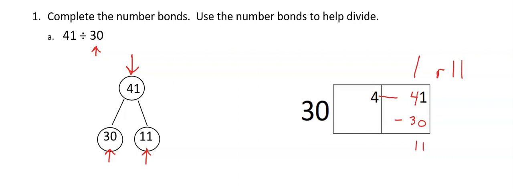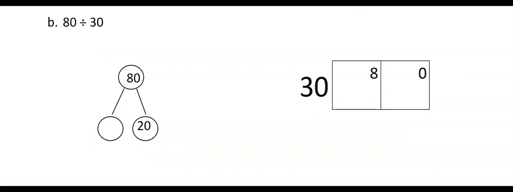So you can see how that relates back to the number bond. The first circle showed me how many groups of 30 I could take out of 41. The second circle ended up being the remainder. Let's look at another example.